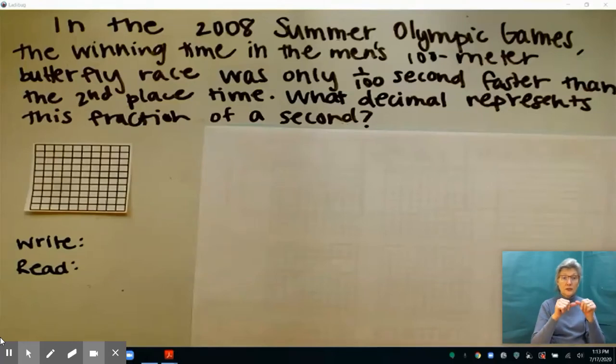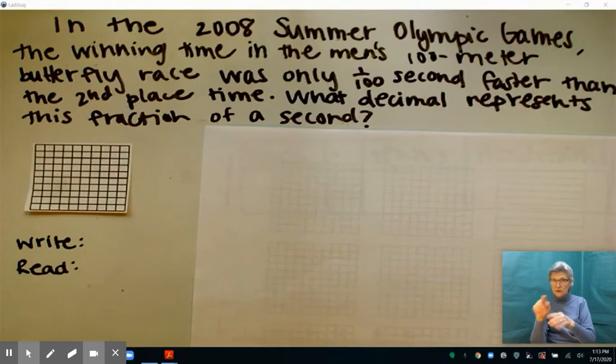Let's continue thinking about how fractions and decimals relate in this next problem, taking it a step further. In the 2008 Summer Olympic Games, the winning time in the men's 100-meter butterfly race was only 1/100th of a second faster than the second place time. What decimal represents this fraction of a second?